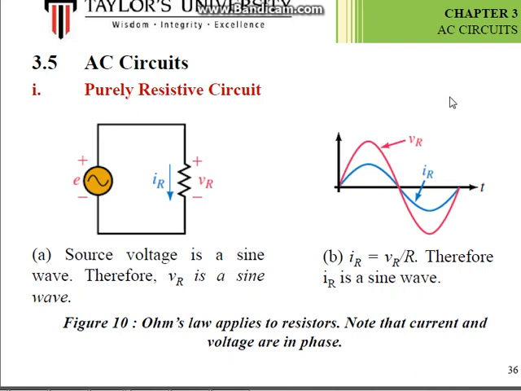Alright, so I think we would have seen this, so this is kind of familiar. So what do we know as a purely resistive circuit? It basically just means that in your circuit you only have a resistor, or it can be multiple resistors. But all in all, it just means that it's only resistors in your circuit. That's why you know it as purely resistive.